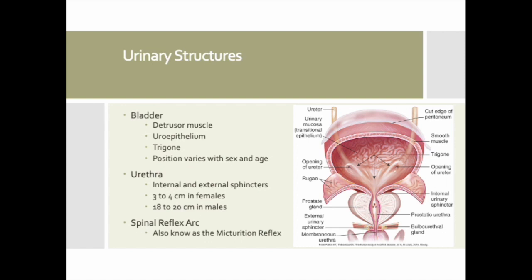The position of the bladder is going to vary with sex and with age. In females, the bladder is anterior to the vagina and inferior to the uterus. In males, the bladder actually lies between the pubic symphysis and the rectum. Also to note, with infants and younger children, the bladder is positioned higher, and therefore sometimes we can palpate it a little bit easier also.